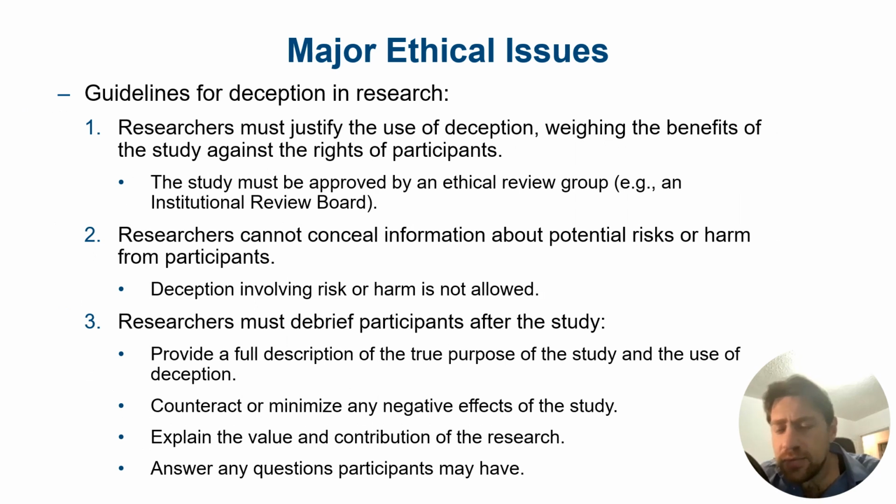So the guidelines for using deception in research. One, you have to justify the use of deception by weighing the benefits of the study against the rights of the participants. And of course, the study has to be approved by an ethical review group or committee. And we'll talk more about that in the future slides. Two, researchers cannot conceal information about potential risks or harms. So if your study involves the potential of significant risks, you can't lie about that. You can't deceive people about that. They have to know about that.